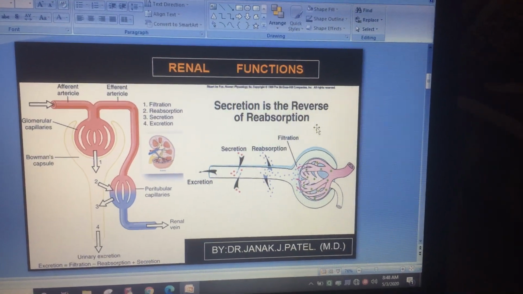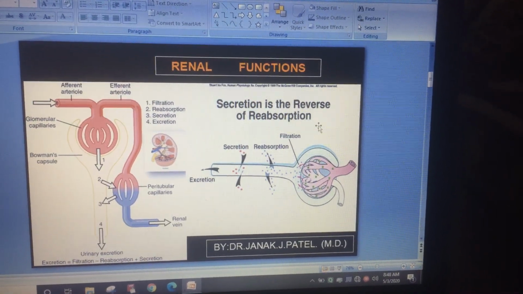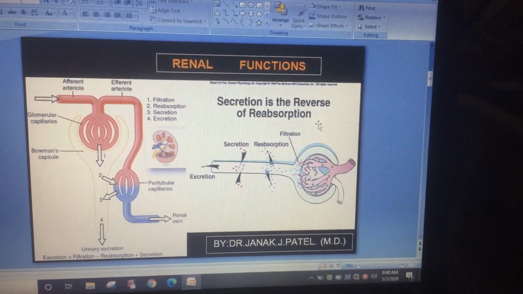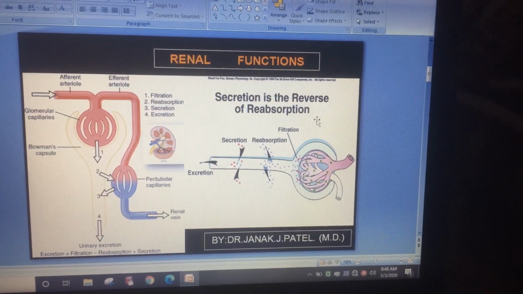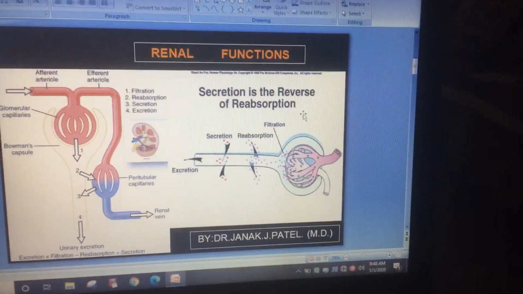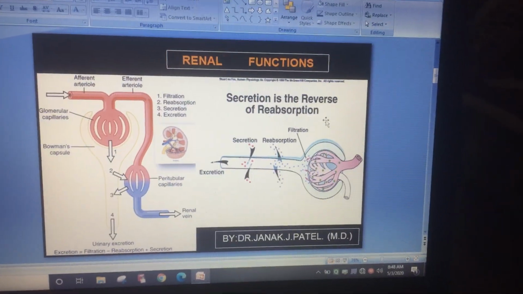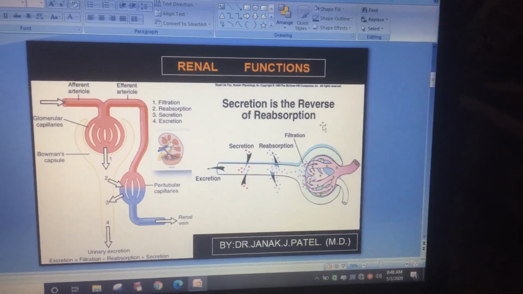Today we'll talk on renal functions. This slide shows that renal functions are mainly filtration, reabsorption, secretion, and excretion.